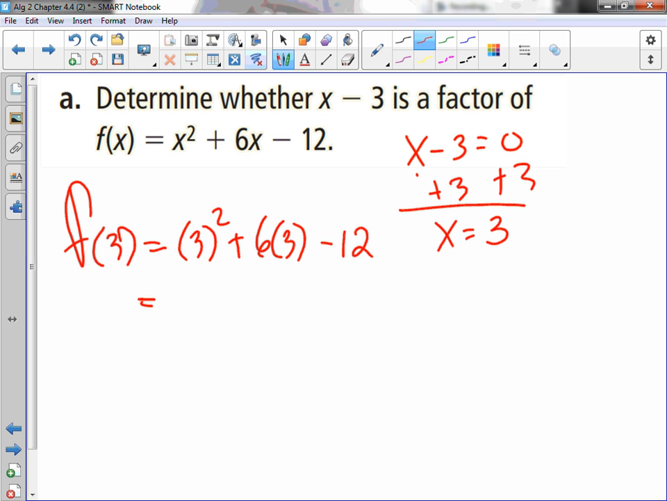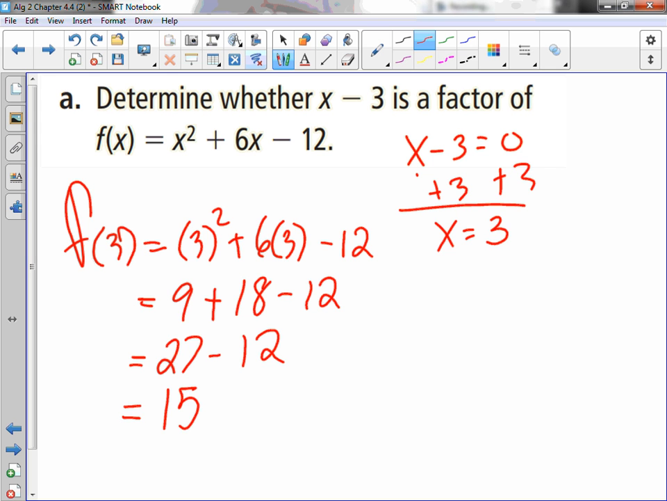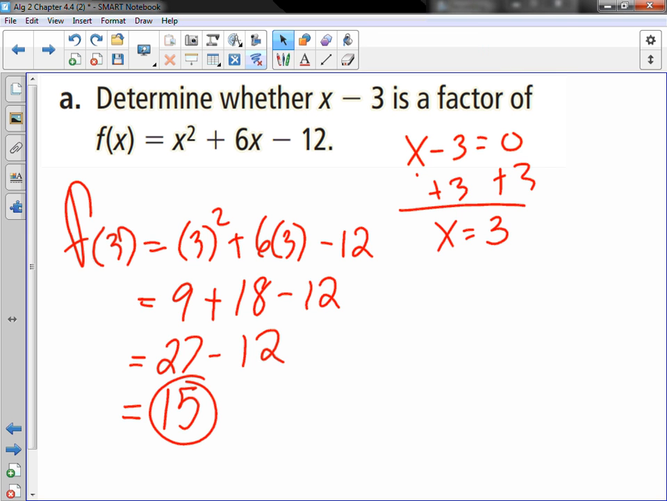Well, 3 squared is 9. 3 times 6 is 18 minus 12. 9 plus 18 is 27. And 27 minus 12 is? It gives you the same answer. We can't plug in negative 3. We have to still solve it for x. And then we can plug that value in. Questions on this here?